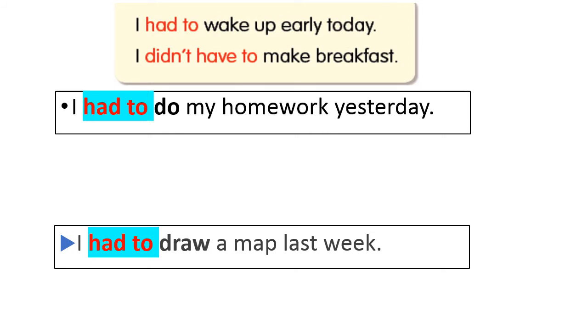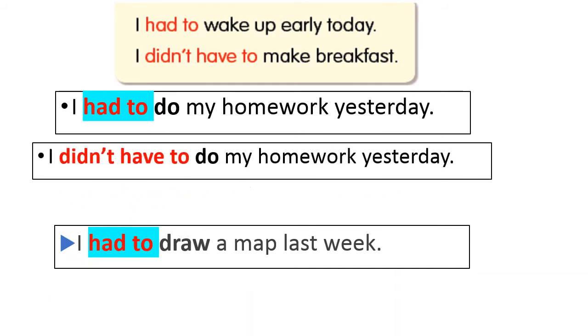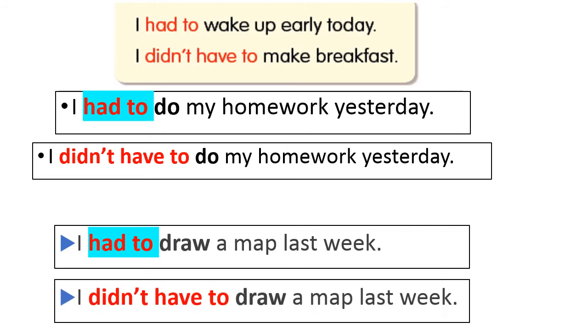I had to do my homework yesterday. I had to draw a map last week. I didn't have to do my homework yesterday. Here we have lack of obligation, so we use didn't have to, the negative form. I didn't have to do my homework yesterday. I had to draw a map last week. I didn't have to draw a map last week.